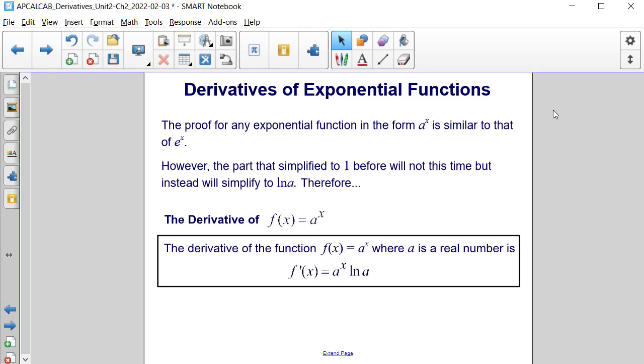The proof for any exponential function in the form of a to the x is similar to that of e to the x. However, the part that simplified to 1 before will not this time, but will instead simplify to the natural log of a. Therefore, the derivative of f of x being equal to a to the x, where a is any real number, is f prime of x is equal to a to the x times the natural log of a.